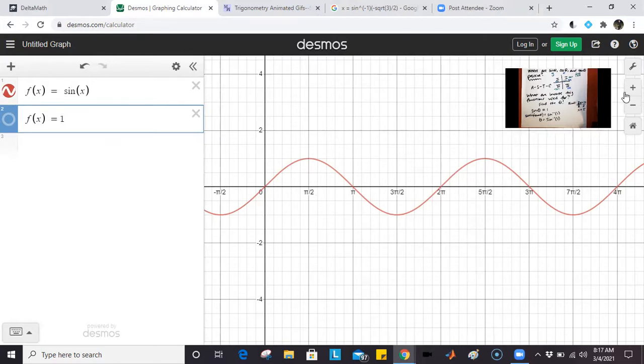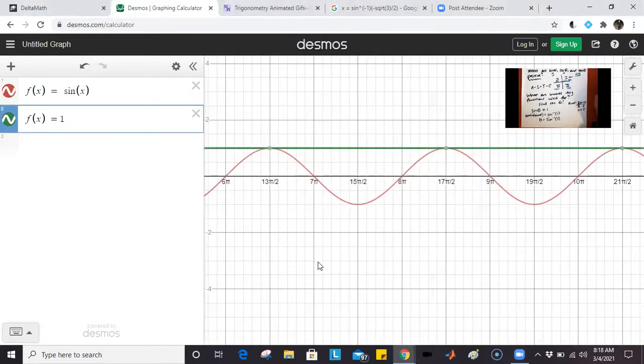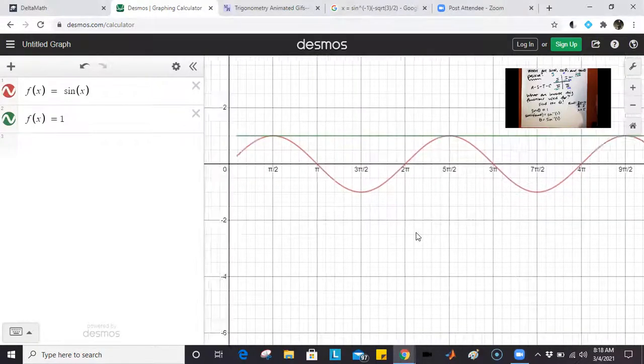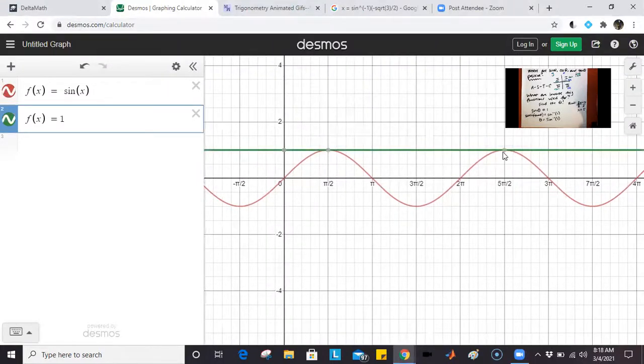Well, another way I can answer this question is make a horizontal line through 1, and everywhere it intersects, that's where sine of x is equal to 1. So as we see, we've got an answer here, here, here, here, and here. Uh-oh, we should see a problem. We have infinite answers. This is a periodic function that repeats forever. So there are infinite answers to this question of where does sine of x equal 1?